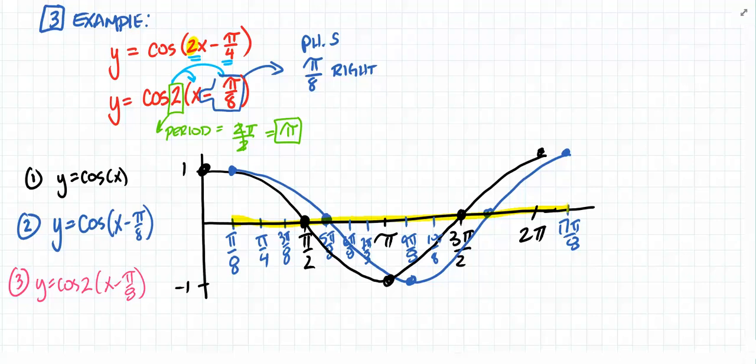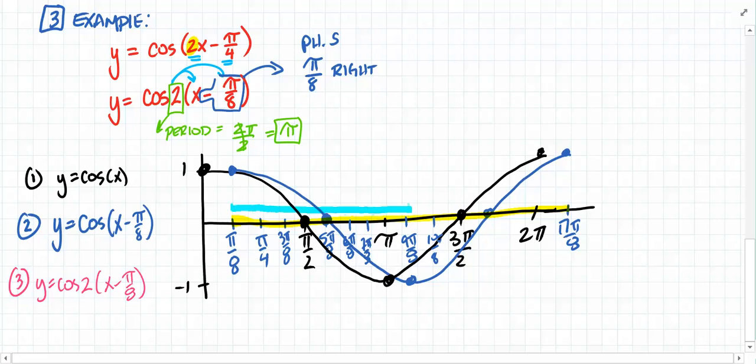So if I start at pi over 8, where am I going to end? At 9 pi over 8. That right there is a distance of pi. You guys see it? Because remember, the phase shift has moved us over a little bit, right? So now we calculate pi. Okay, this is easy to do.